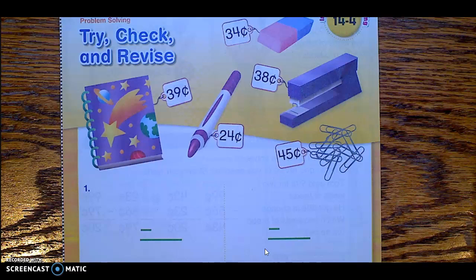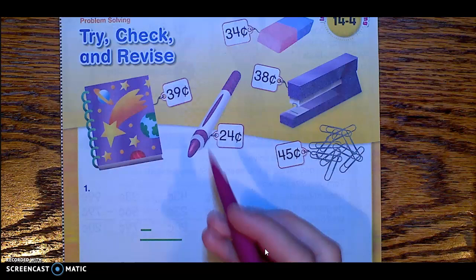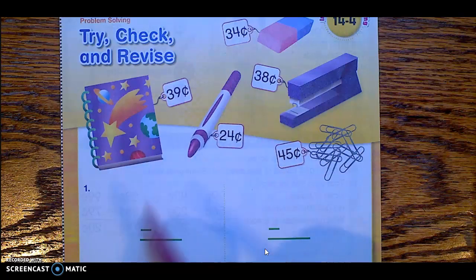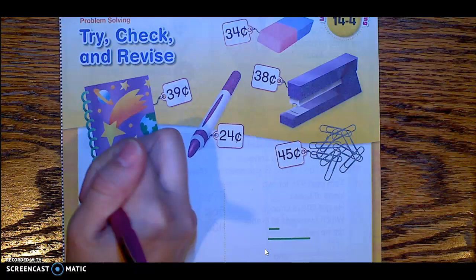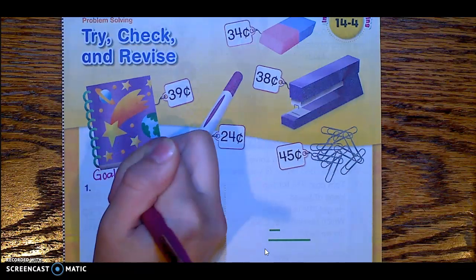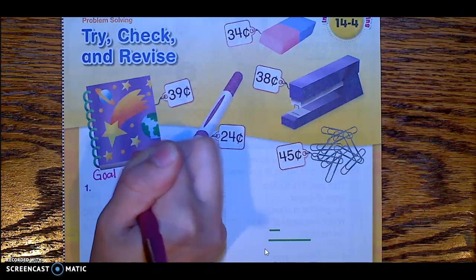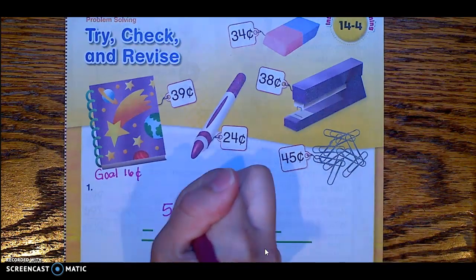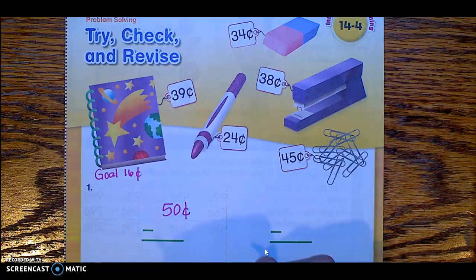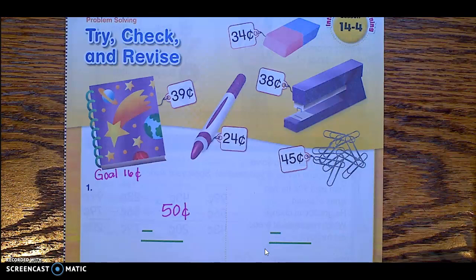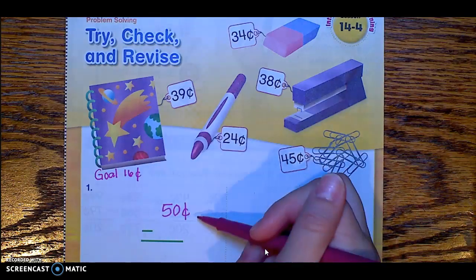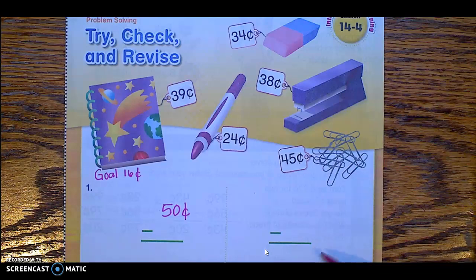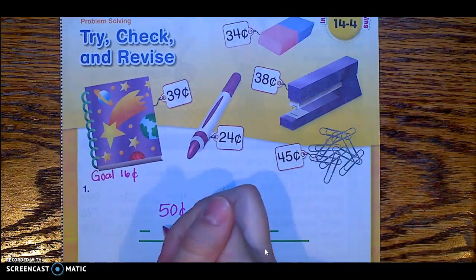So, suppose you have 50 cents. You're going to buy one of these items, and it's going to give you change, so what's left is 16 cents. So our goal, I'm going to write that right here, is 16 cents in change. We're going to have 50 cents to start with. Let's think. Our goal is to have 16 cents left. We start with 50 cents and we're buying what item would give us 16 cents left. Let's just start with, maybe this marker here, which costs 24 cents.